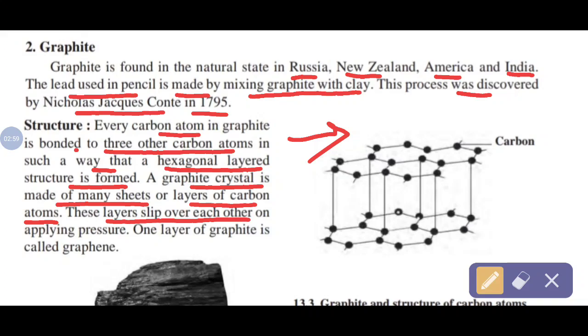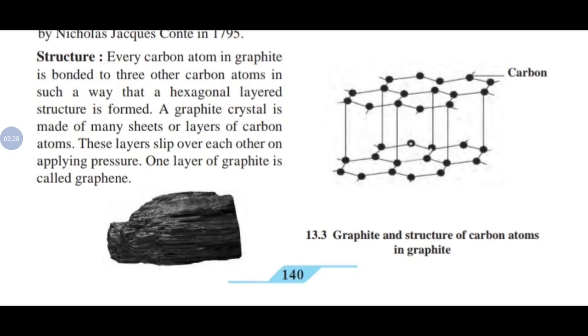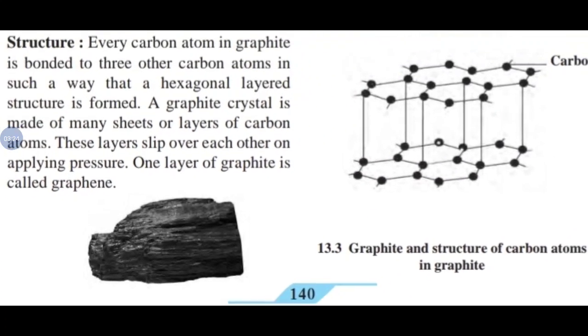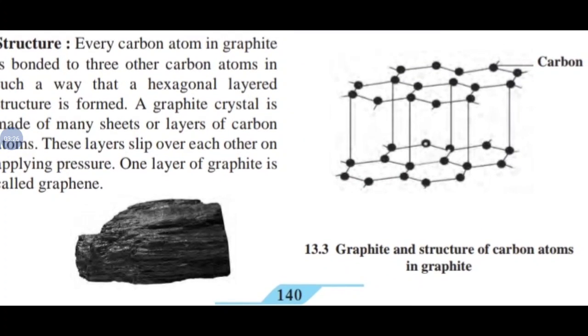So what is meant by graphene? Define graphene. Question asked for 1 mark. So one layer of graphite is called graphene. This is our first question we learn here. Define graphene. One layer of graphite is called graphene. Clear all of you? See what originally graphite looks like, and the internal structure of carbon atoms.